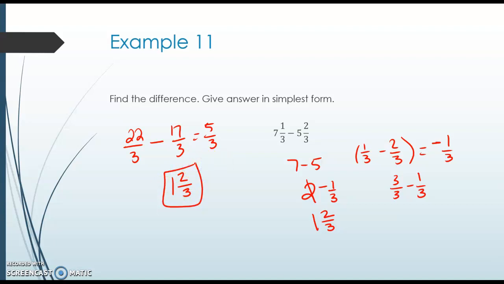So that's, again, this would be the main reason why I tend to just make everything improper, because then I never have to worry about borrowing from or adding to my whole number, because it just gets taken care of when we're using improper fractions.